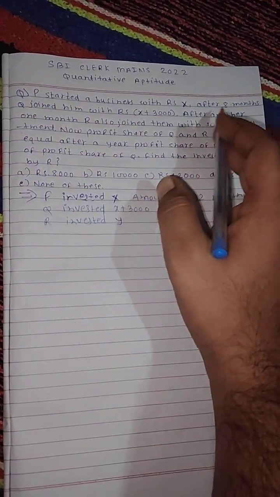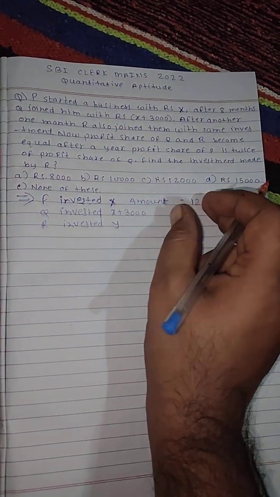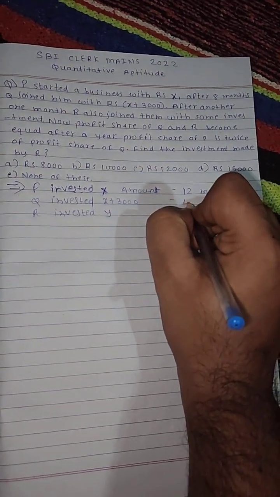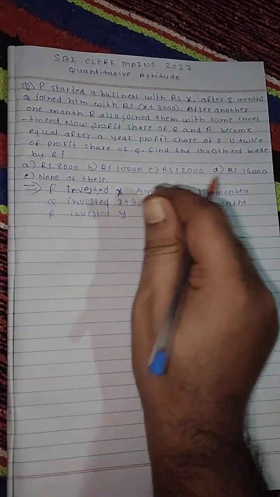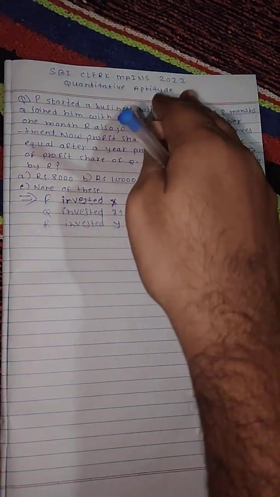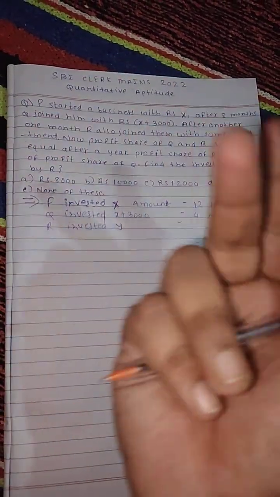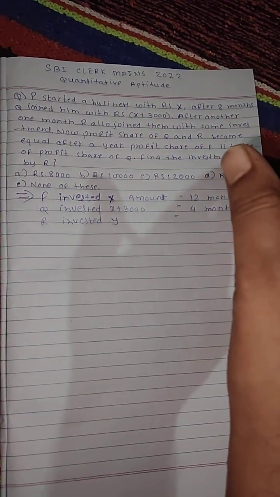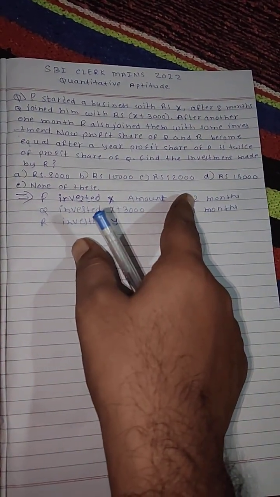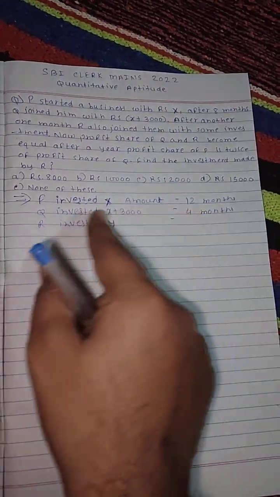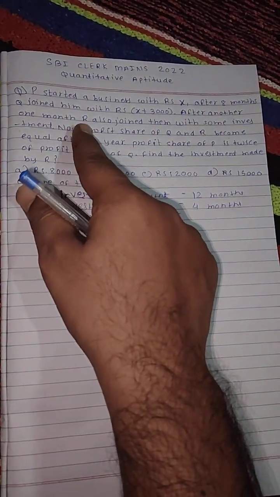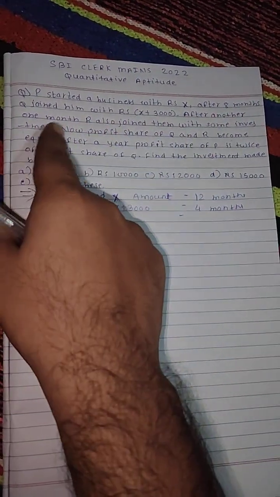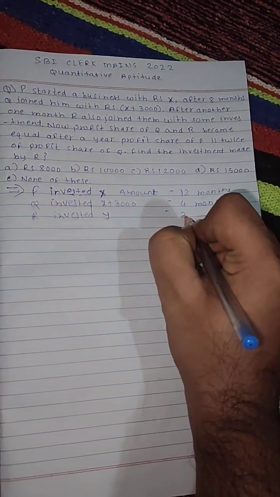The time period for Q is after 8 months. Initially P started, so after 8 months it will be 12 minus 8, which is 4 months. In a year there are 12 months, so after 8 months we subtract 8 from 12, and that gives 4. R invested Y, and they have mentioned R joined after another 1 month, so it will be 3 months.